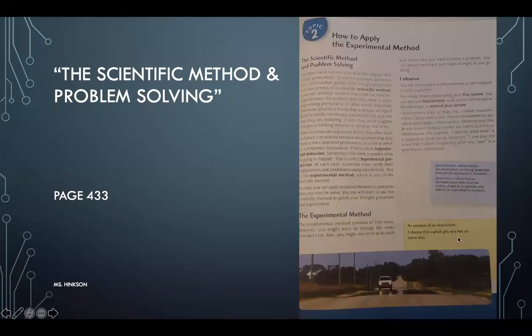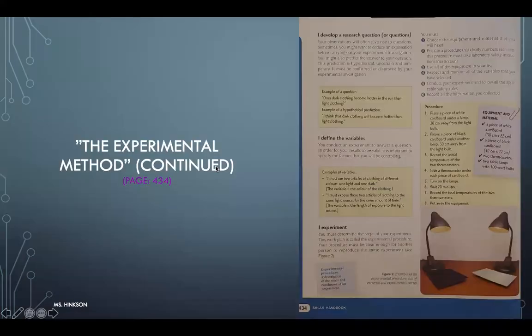All right, so if you look at the bottom of the page over here, they are showing you an example of an observation. So they're referring to this picture, an example of an observation. I observe that the asphalt gets very hot on sunny days. So you can actually even see, I'm sure you've seen this before, where it looks like there's almost like steam coming out from the asphalt. All right, so let's go on to the next page, page 434.